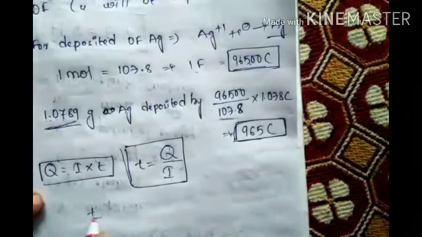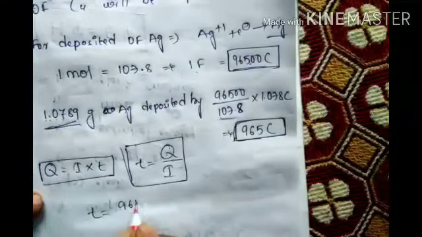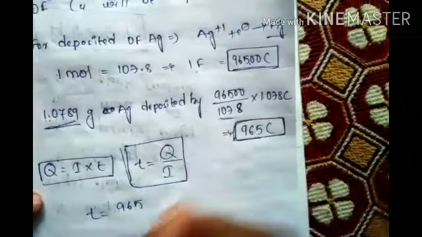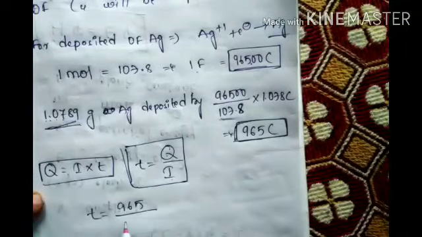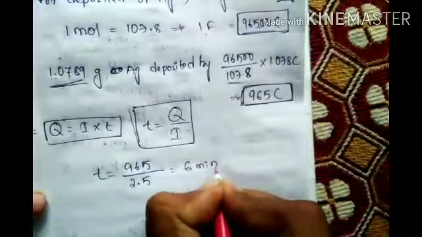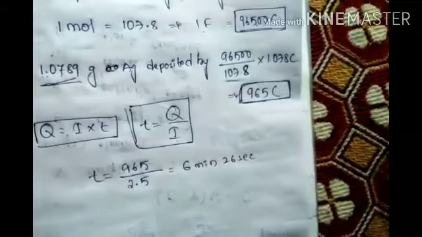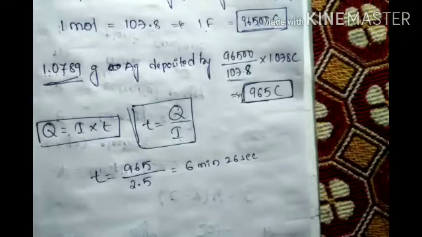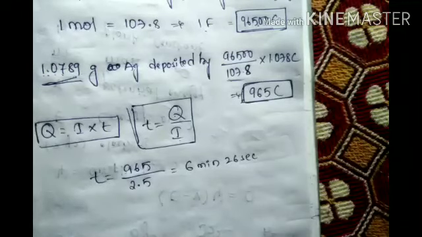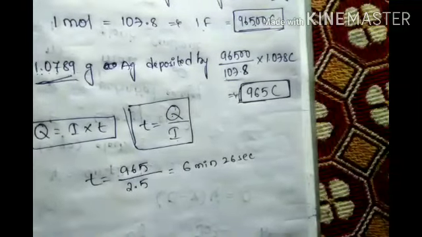So t equals 965 coulombs by 2.5 amperes. Now it is 6 minutes 26 seconds. Now the first question's answer is completed.